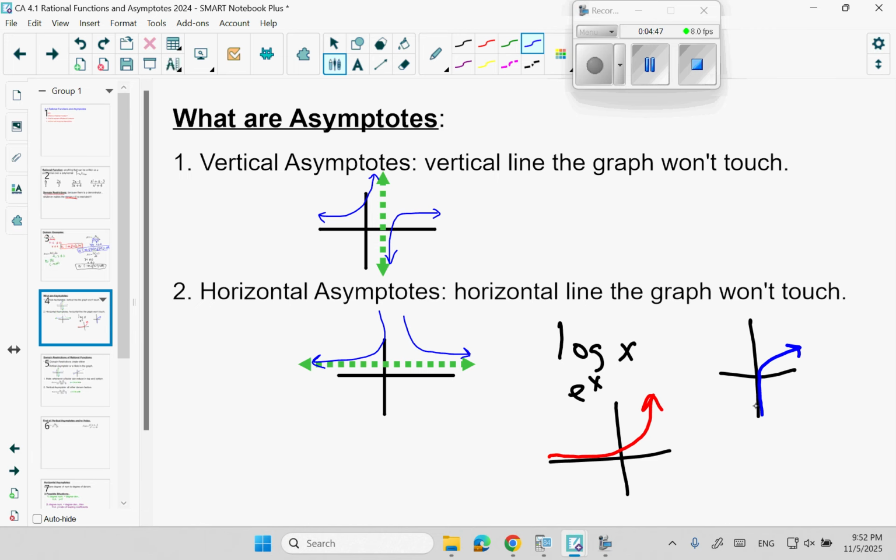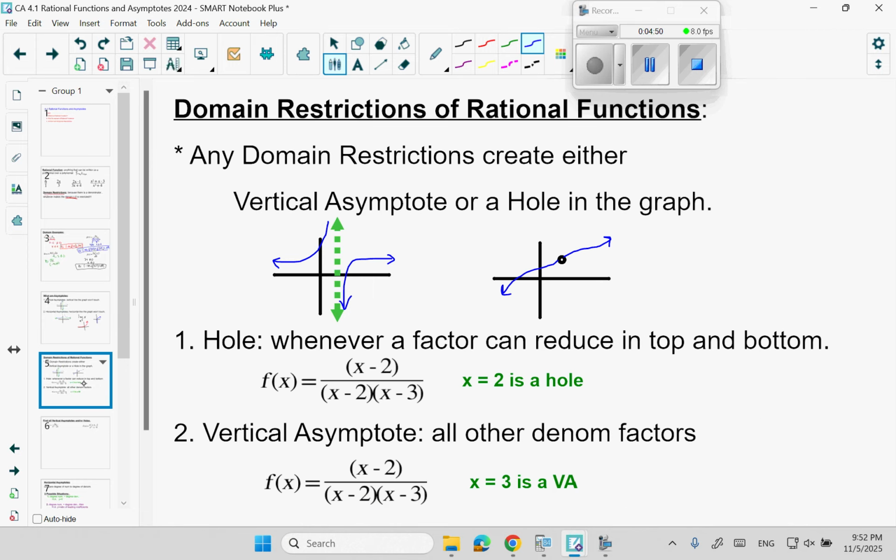So, how are they created? Well, domain restrictions are typically what causes them. They can either be a vertical asymptote or a hole in the graph.